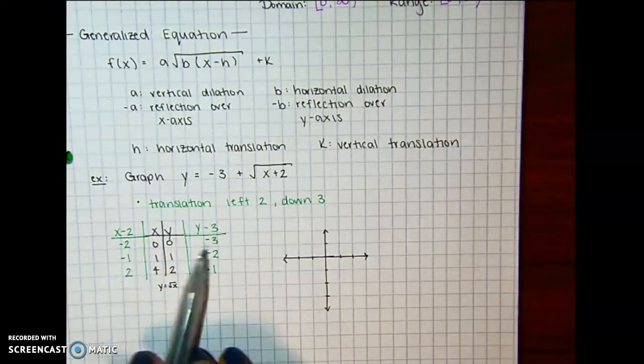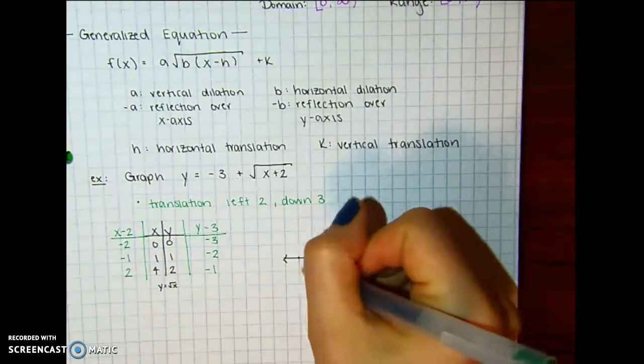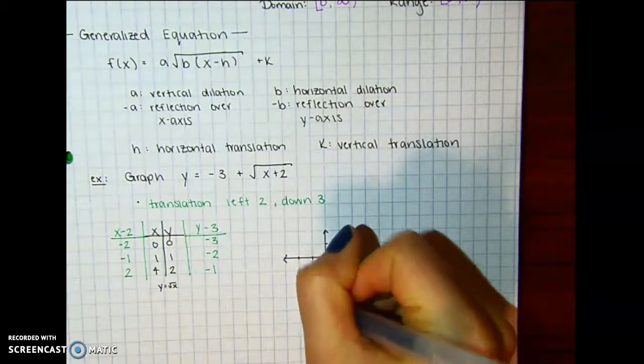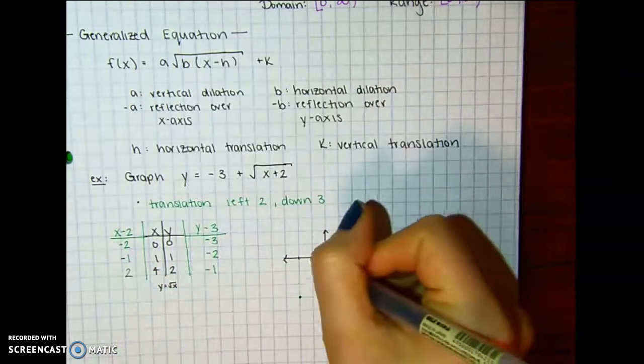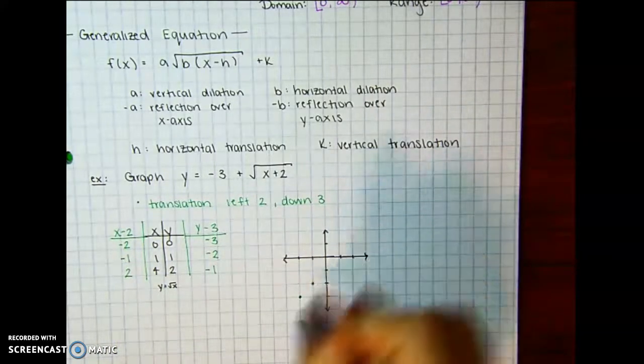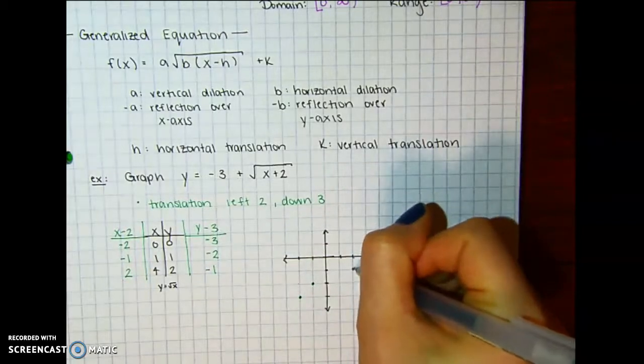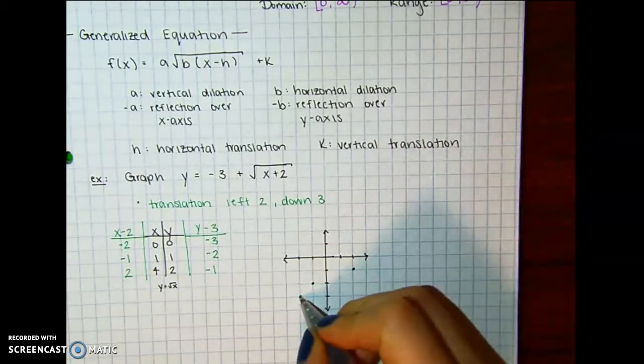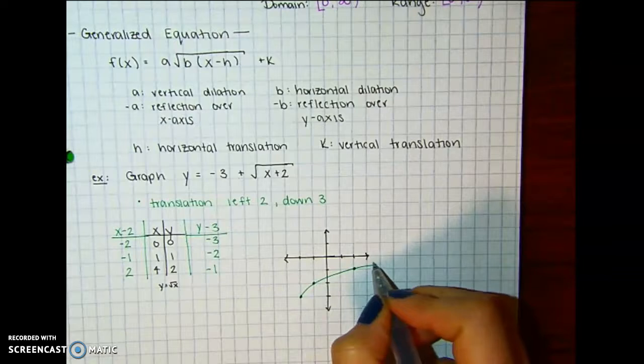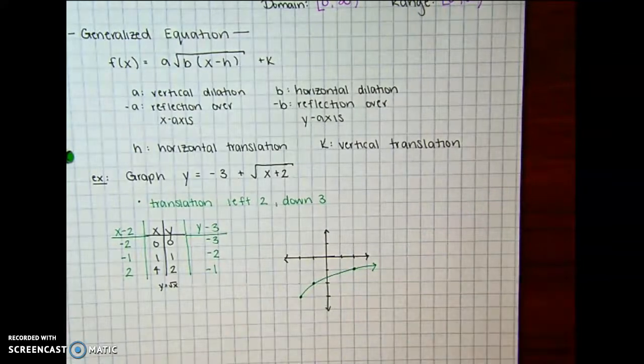So -2, -3, -1, -2, and then 2, -1. So this is going to be the end point, and we'll be going in this direction, and don't forget an arrow. And that's it. Okay, let's do one more example.